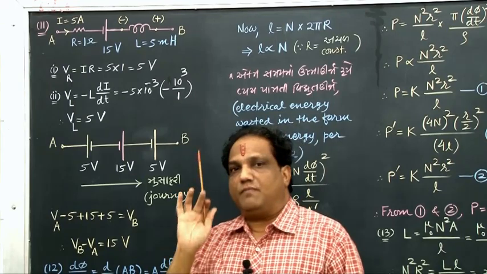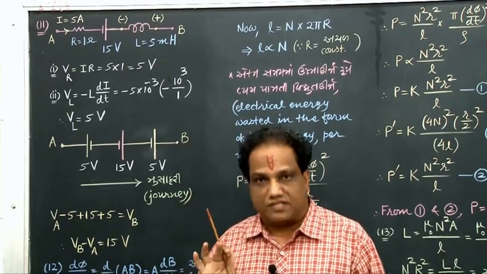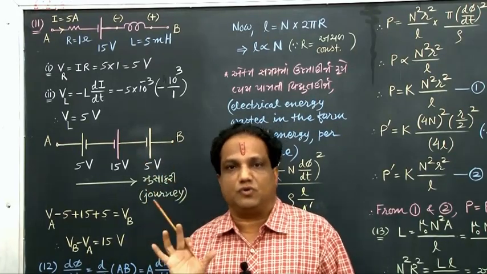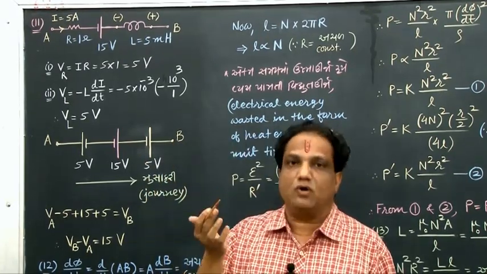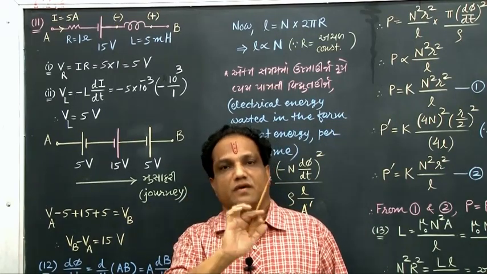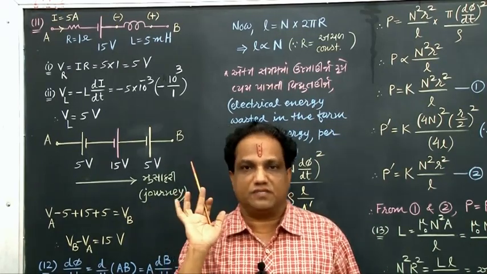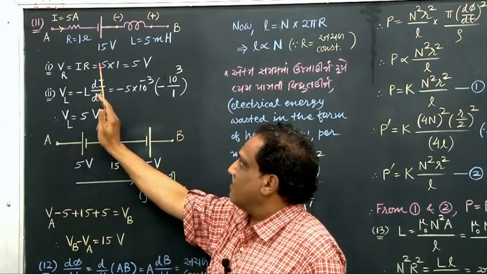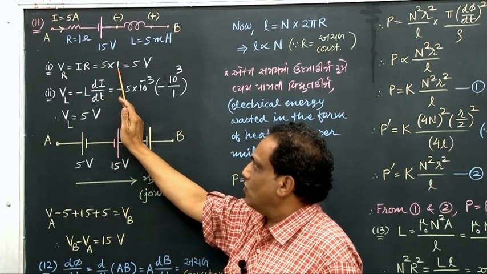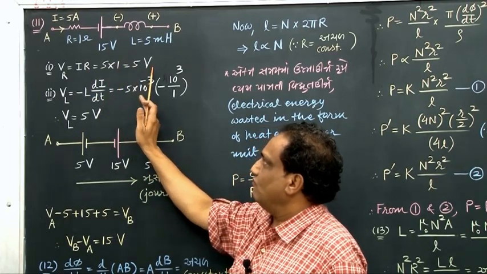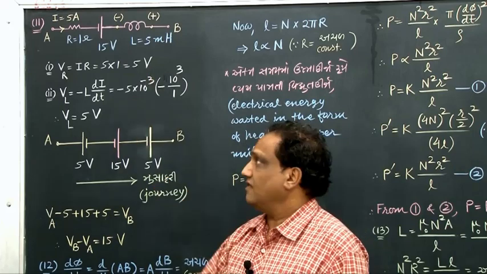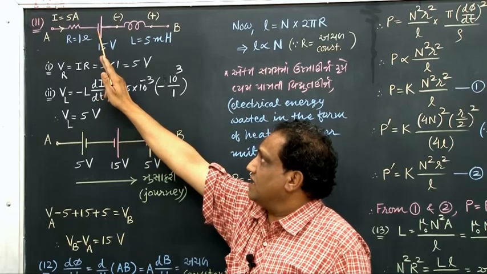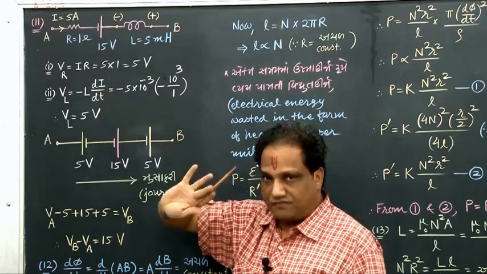You know, if I amount of current passes through R resistance, then the potential difference developed across the two ends of that resistor is given by Ohm's law, V equals IR. Voltage equals current into resistance. Okay. Current is 5 ampere, resistance is 1 ohm, 5 into 1, that is 5 volt. Correct? Fine. Now, this battery has terminal voltage, they are given 15 volt.